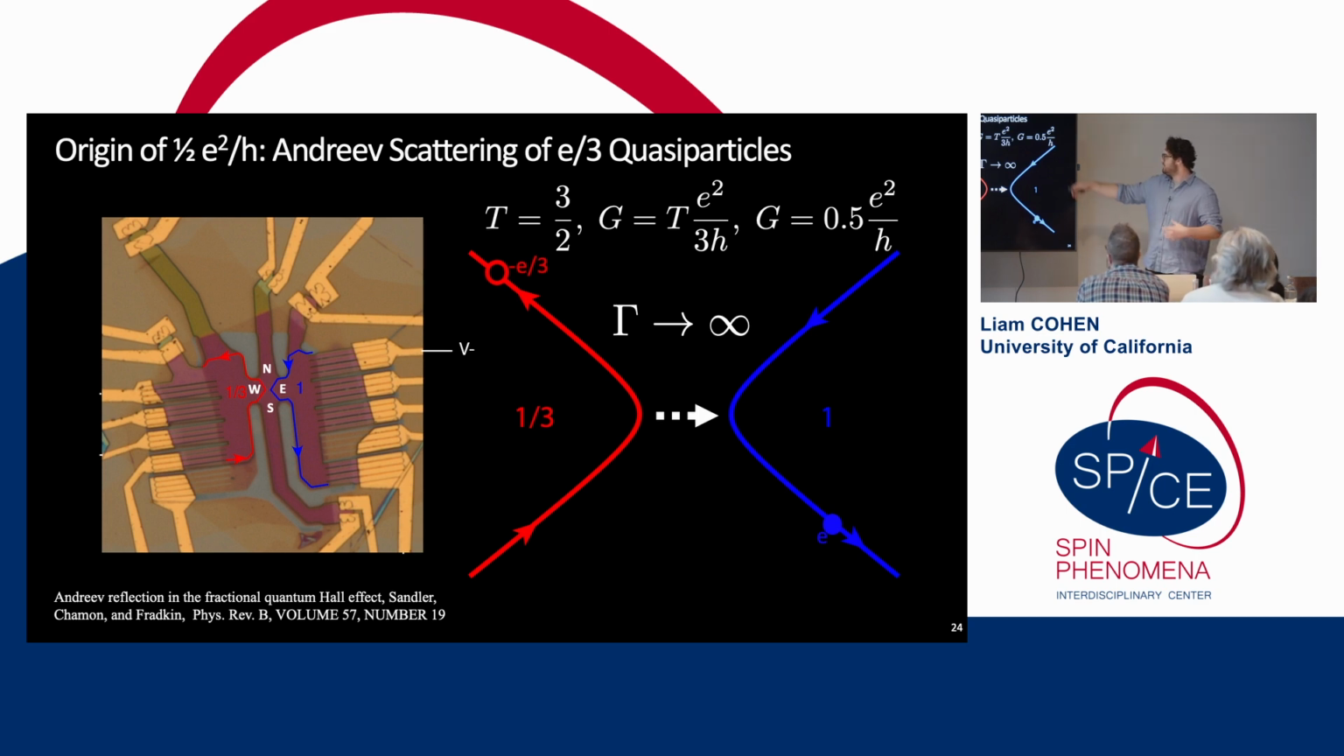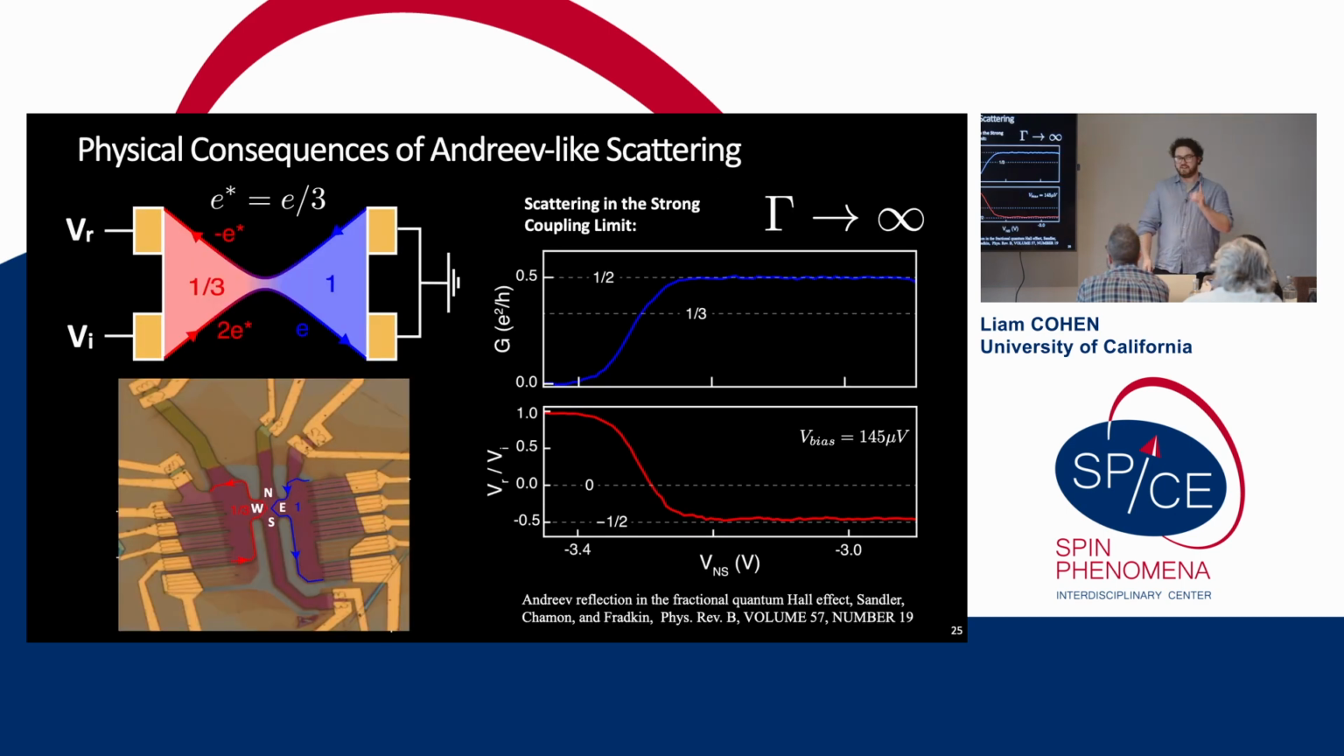And you can see why this would give you an enhanced conductance, because this is effectively like having a 3/2 transmission coefficient. You've got 2e/3 charges coming in, and then you have basically an electron being transferred, so the ratio of those two charges is 3/2. So T equals 3/2, and you've got T times e²/3h, which gives you 1/2 e²/h. But there's an extra prediction.